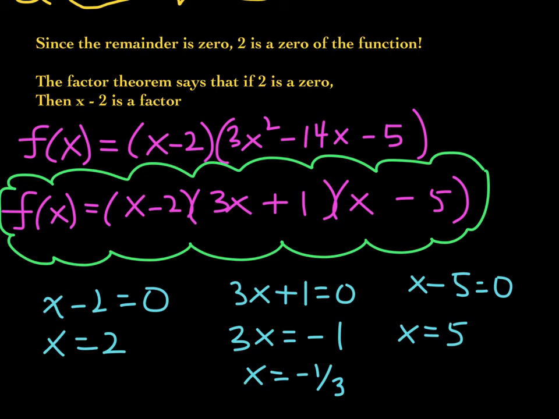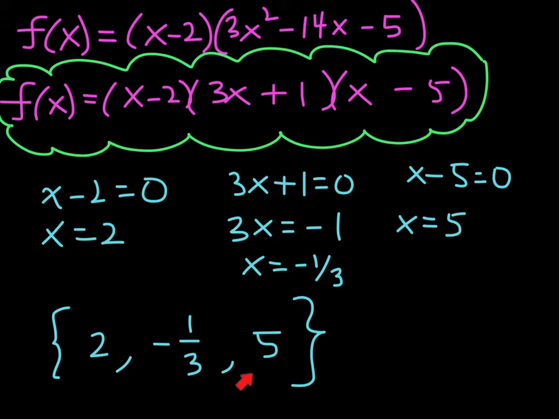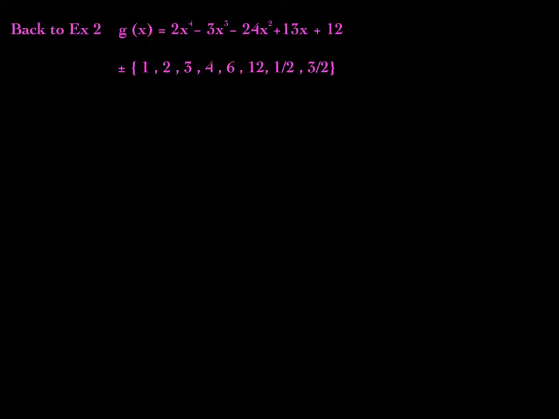Remember, it was a cubic degree 3 polynomial function, and we found 3 zeros, all right? So these are the 3 zeros of your function, written in set notation: 2, comma, -1/3, comma, 5. Okay, that's what it is. By the way, each one of these has multiplicity 1. All right, cool. I hope you guys are having fun.